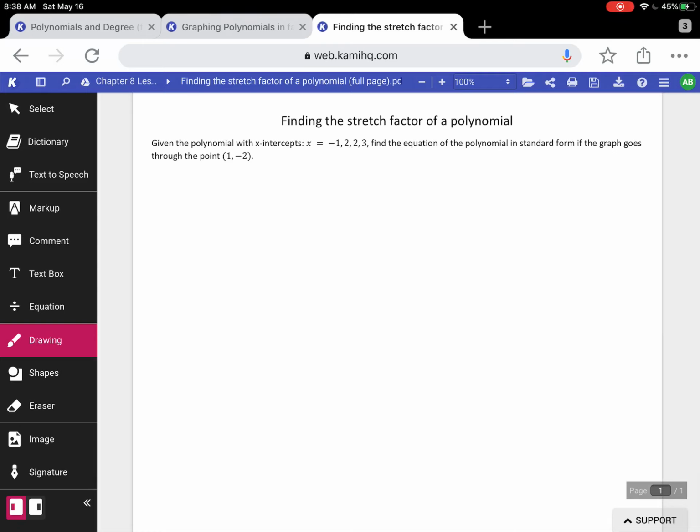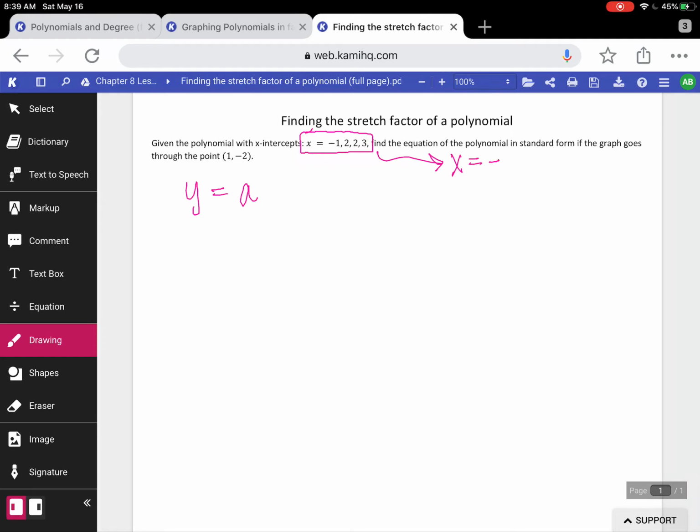We are going to talk about writing the equation of a polynomial and then finding the stretch factor. So we are going to start by looking at our x-intercepts and getting our equation in factored form. So we have y equals, we're going to have a stretch factor eventually, so we're going to put that a in front. And then for our x-intercepts, we are going to use that zero product property backwards.